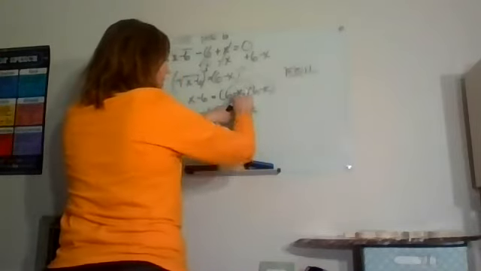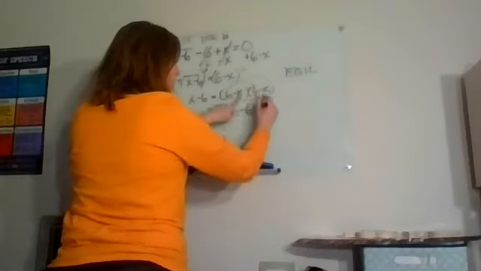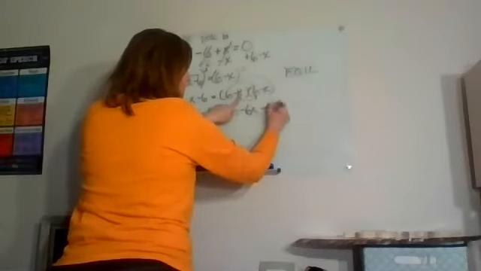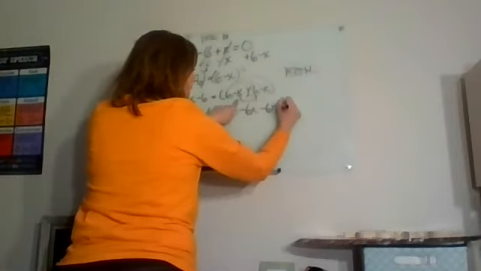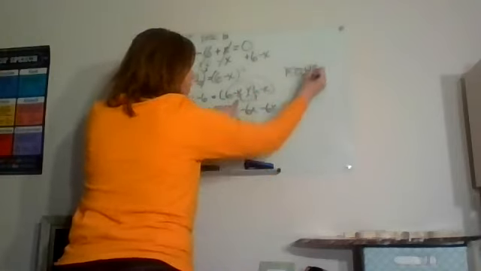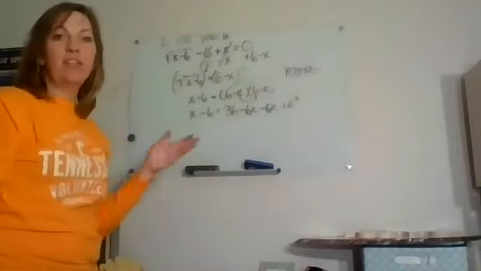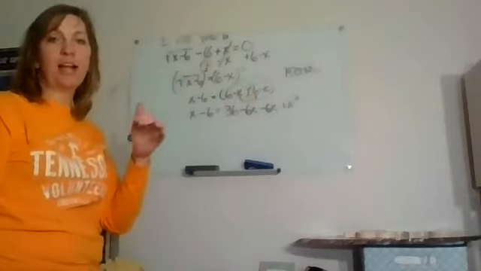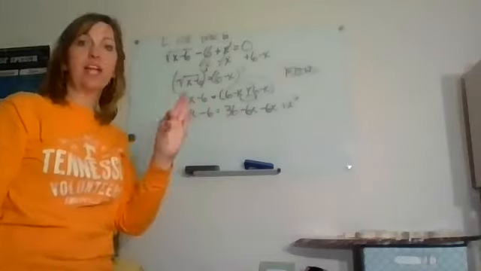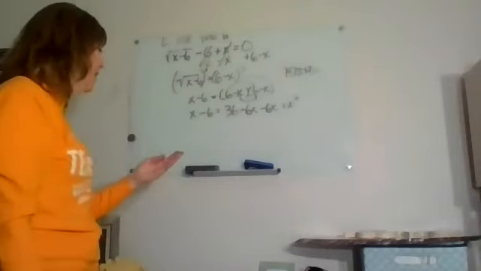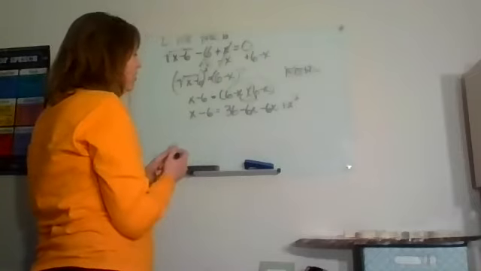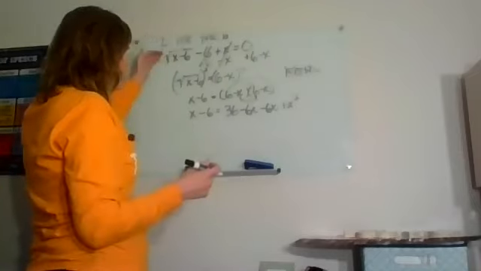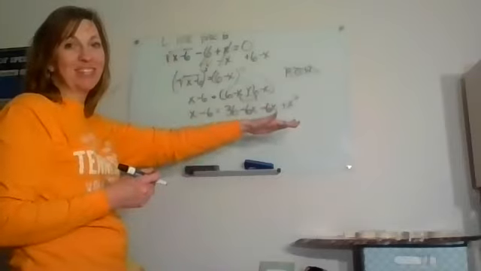My inner would be negative x times 6, which would be negative 6x. And my last would be negative x times negative x, which would be positive x squared. So I've distributed each of these to all. That's where I get the acronym FOIL: first, outer, inner, and last, right? So now I've got to combine like terms to solve, right? I got rid of my radical, but I made a whole lot more, didn't I?